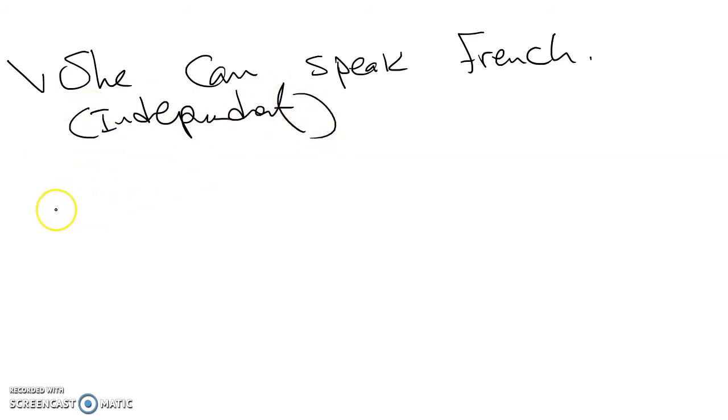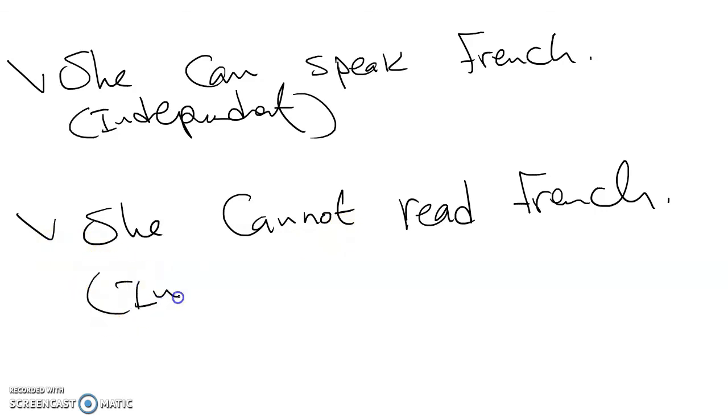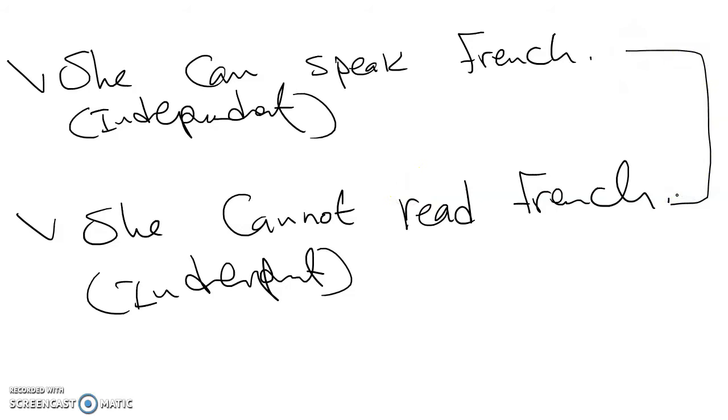Okay, now the other one that I will have is she can not read French. This sentence is also a full, complete sentence. It is a right sentence. It is a correct sentence. So it is called an independent clause. Now suppose that I need to link or to join these two clauses with each other.